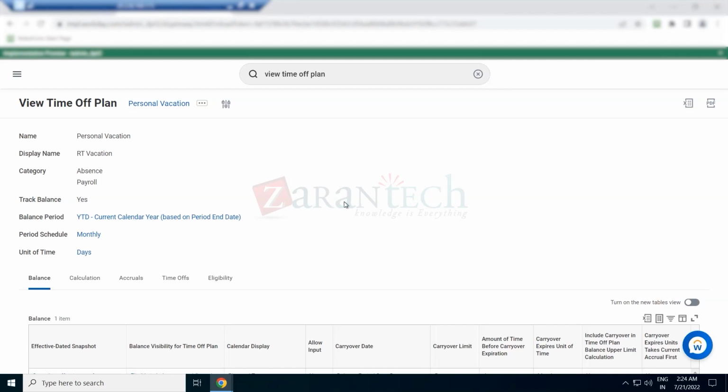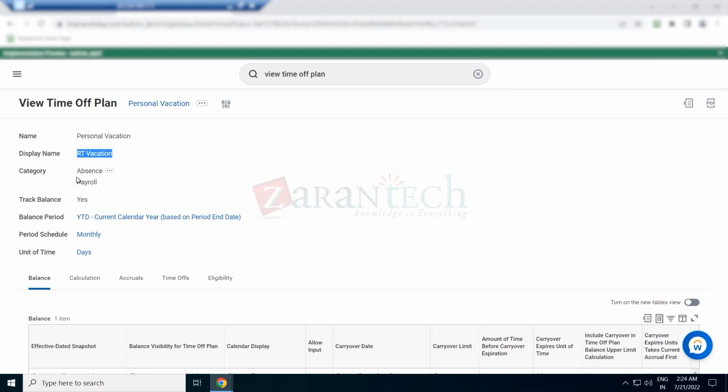So a time off plan is basically the whole benefit plan. What are the things that constitute that particular benefit for the employee in terms of absence management? Inside a time off plan, the first part is the name, which is for consultants like us, the backend people, to verify what is there. The second is the display name, which is for the employee, what the employee security lets them see.